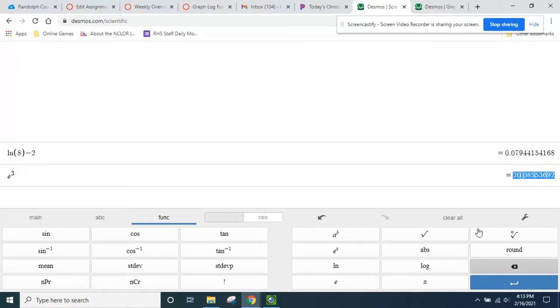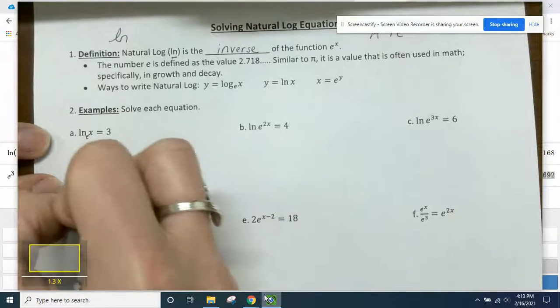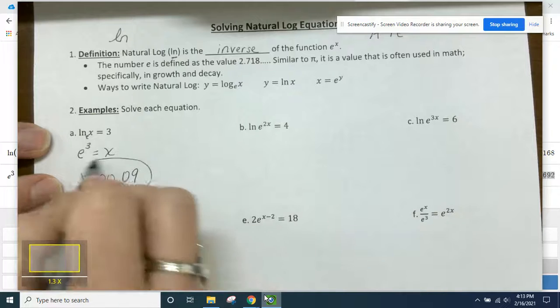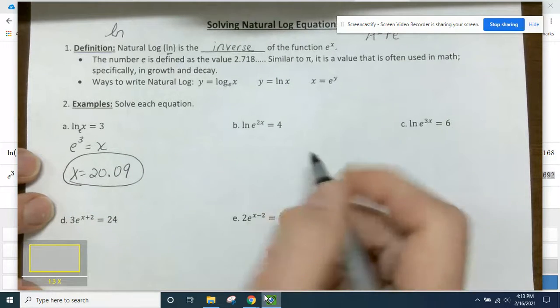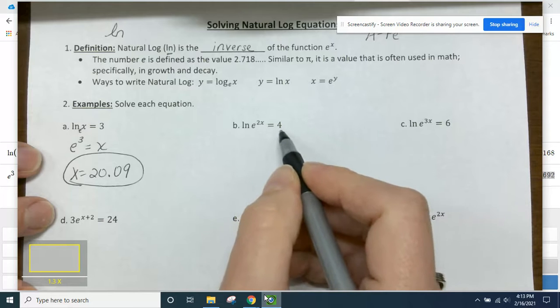20.0855, so we'll say 20.09. So we've got x equals 20.09 is our answer there. Okay, let's look at B. The natural log of e to the 2x equals 4.